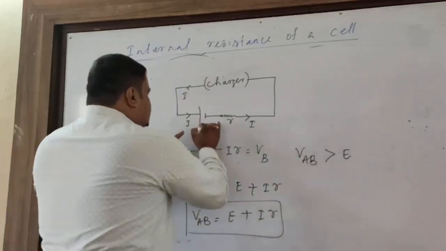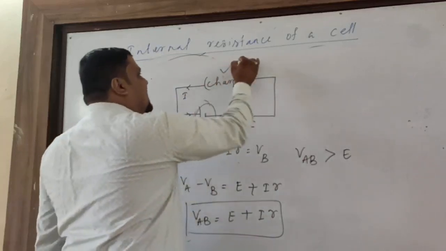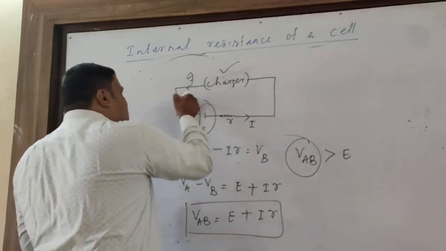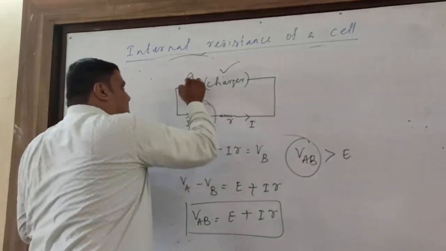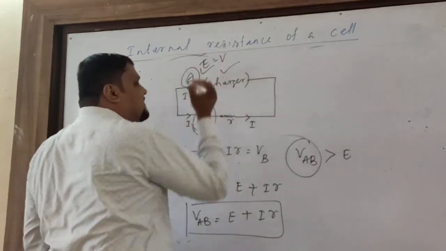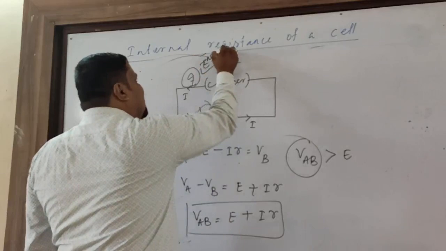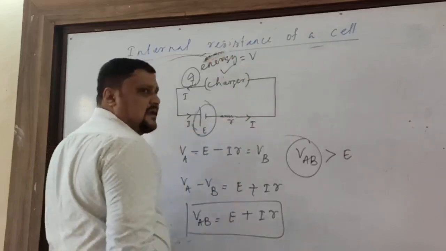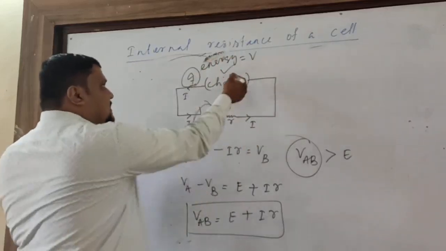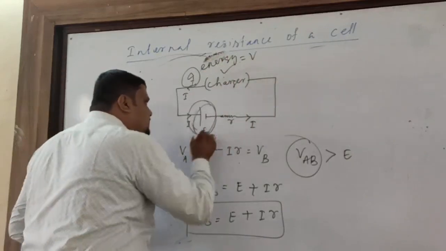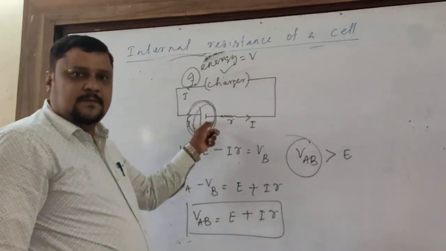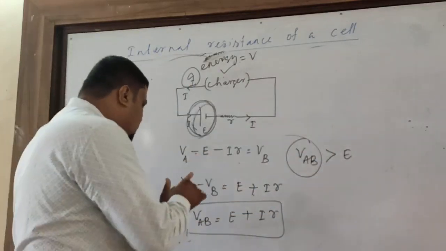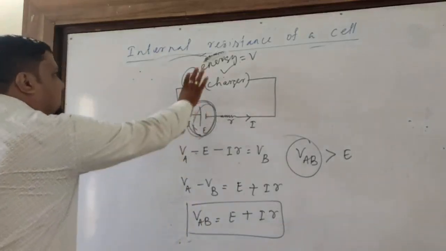Now come to the concept. This is the EMF of the cell, and this is the charger. The charger gives you potential. If a charge wants to move, or current enters the cell, that charge should have that much energy, which is the potential, energy per unit charge. That potential should overcome this EMF. So VAB should be greater than E, otherwise the cell will not be charged.